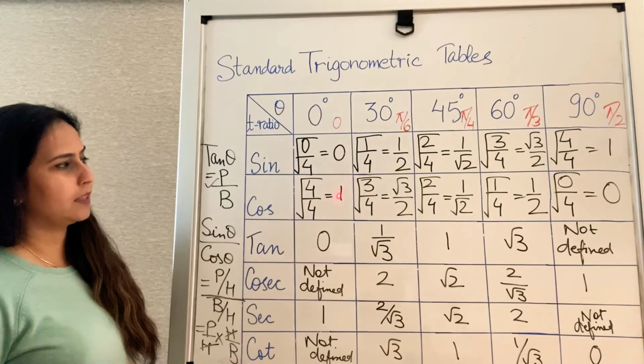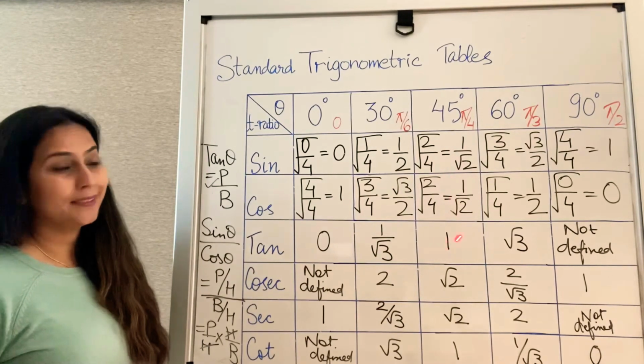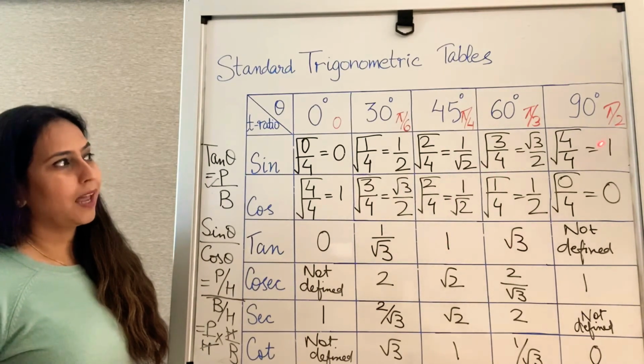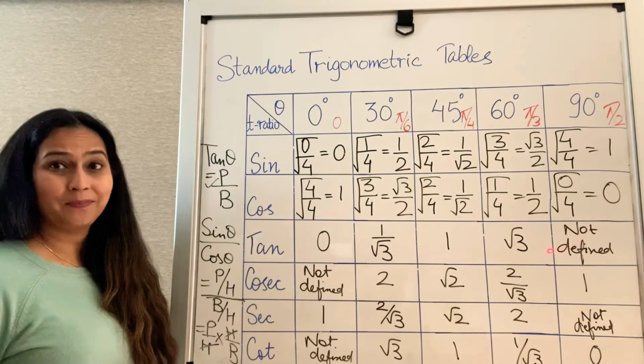So 0 over 1 is 0. Half over root 3 over 2 is 1 over root 3. These two are the same, so when you divide, this is 1. This over this is root 3. And any number divided by 0 is always not defined. Okay, that makes it easy.